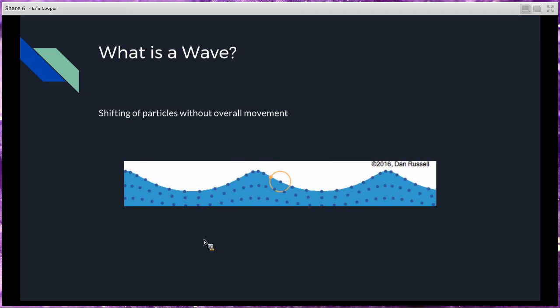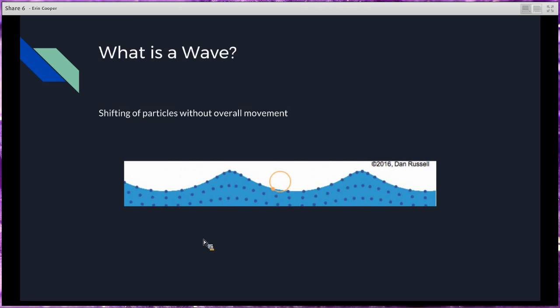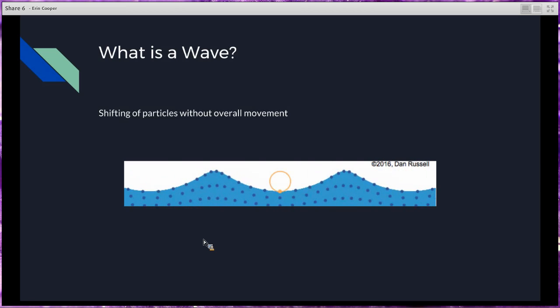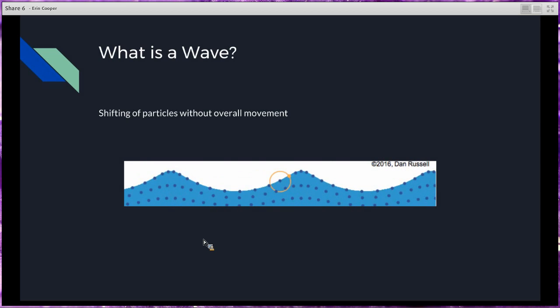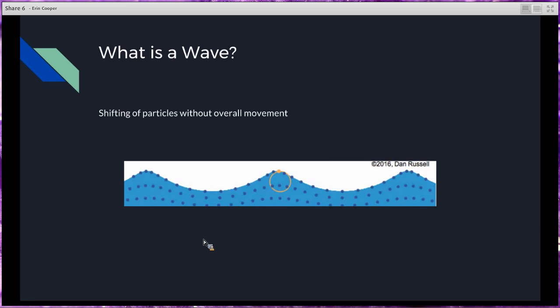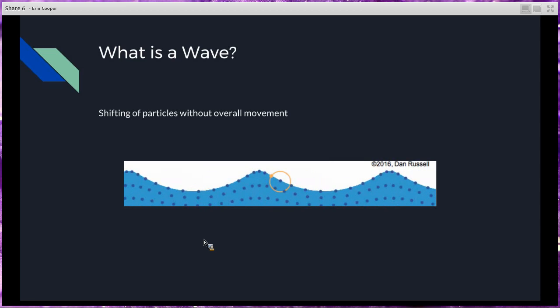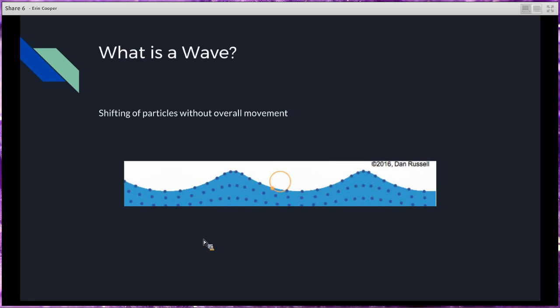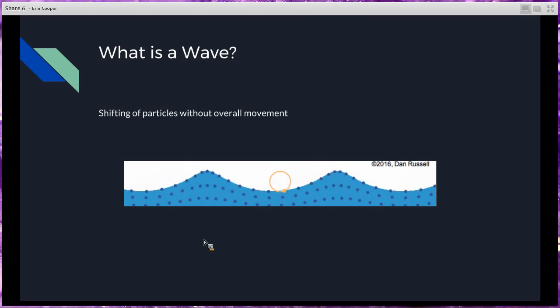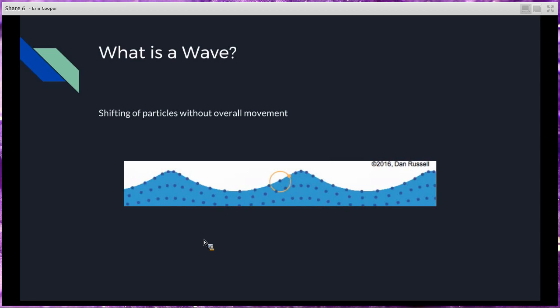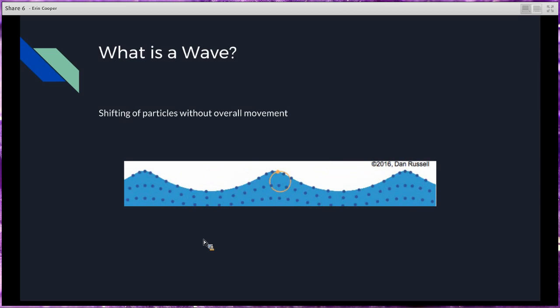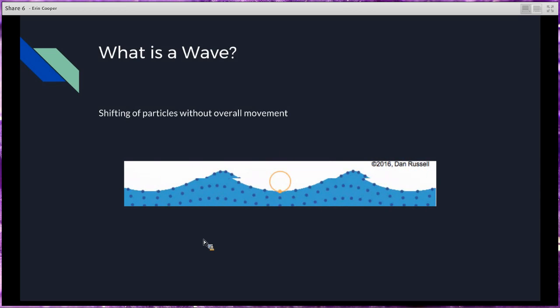There is a more scientific term for this definition, but this is the simplest way that I could think of it. So basically, these particles are shifting, they're causing a shift in the medium, but the particles themselves do not move. If you take a look at our GIF here, we can see these dark blue dots are the different particles of water. This is a water wave that I've used as an example here.